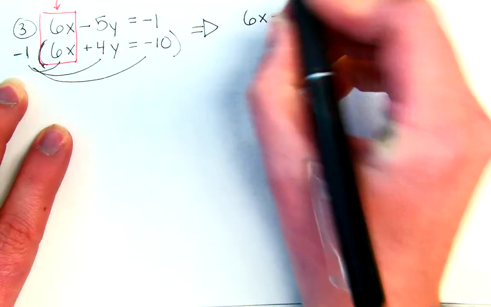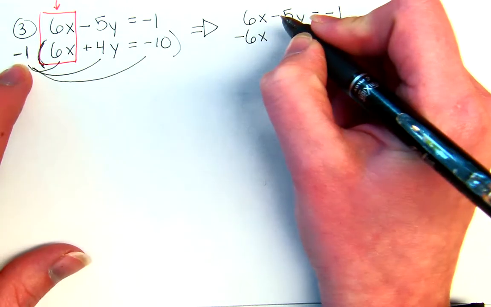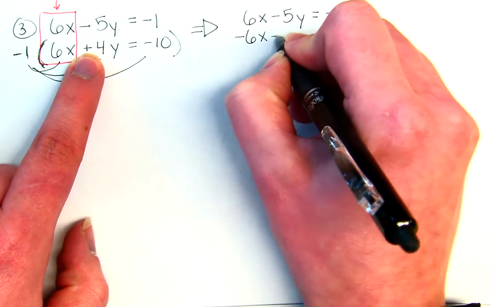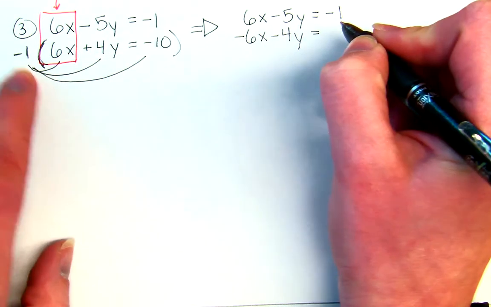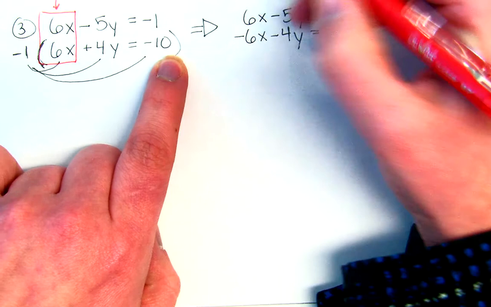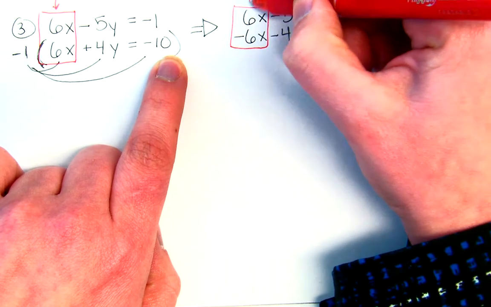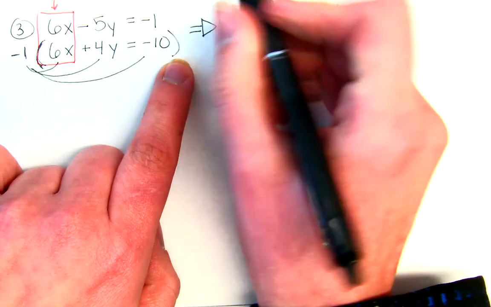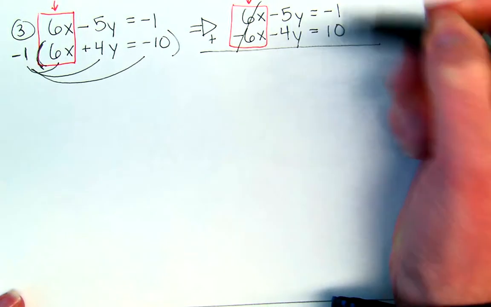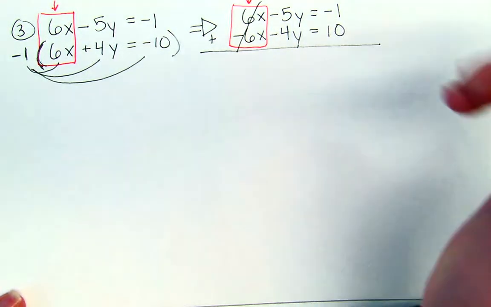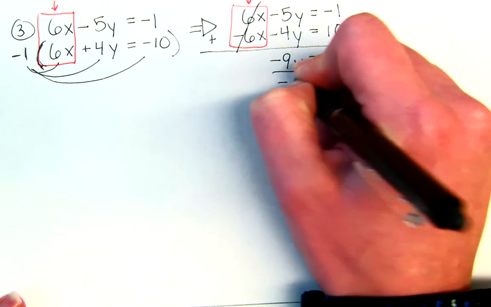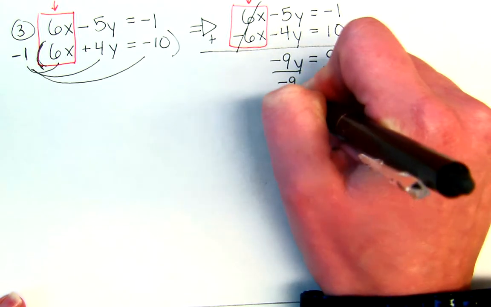I'm doing this because then I will wind up with -6x, because that's -1 times 6x. -1 times 4y is -4y. And -1 times -10 is +10. Once I do that, I will realize that now my x's are inverses, meaning now when I find the sum of the system, they will eliminate. So if I continue finding the sum, I wind up with -9y equals +9. Divide both sides by -9, and y is equal to -1.